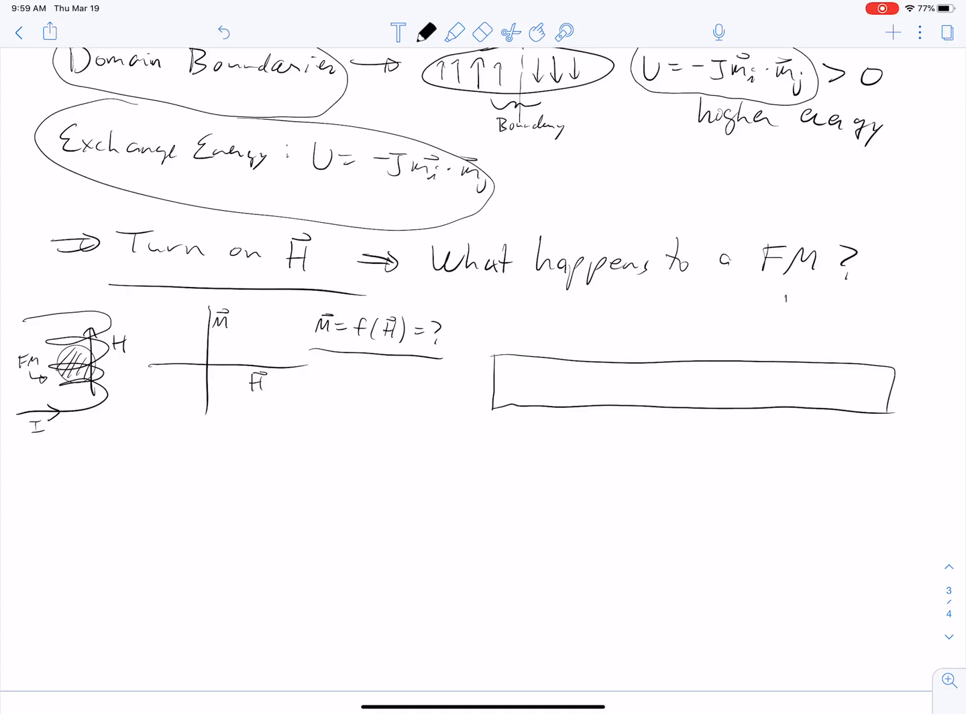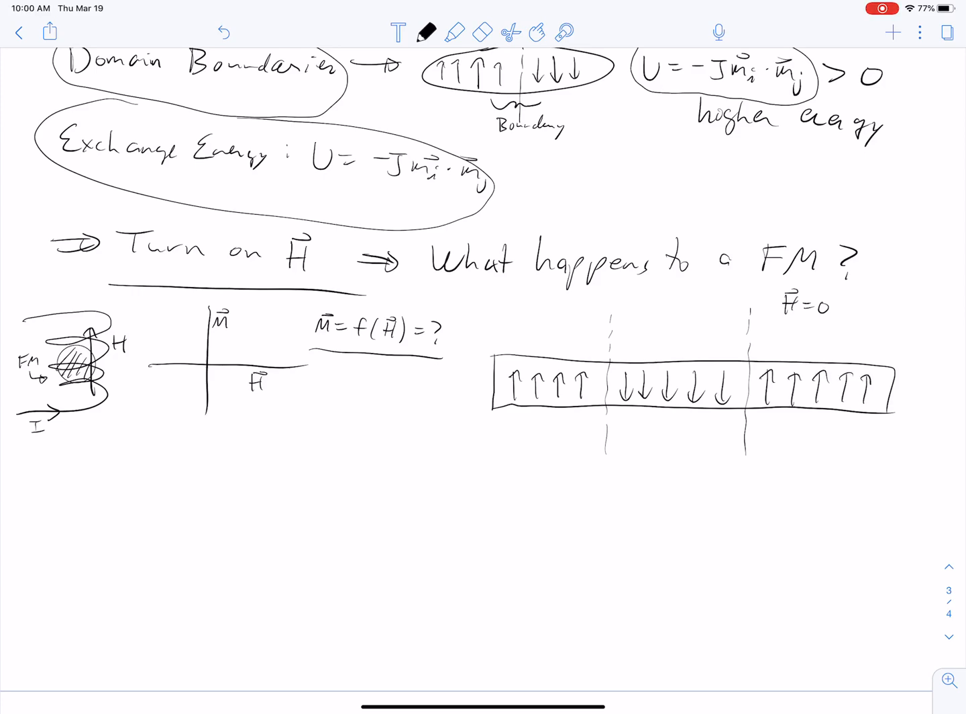Let's consider what happens when H is 0. Now, when the applied magnetic field is 0, then what I'm going to get are domains. So I'm going to have a material, let's just draw, for example, 3 domains. Here I'll have an up domain, a down domain, and an up domain.